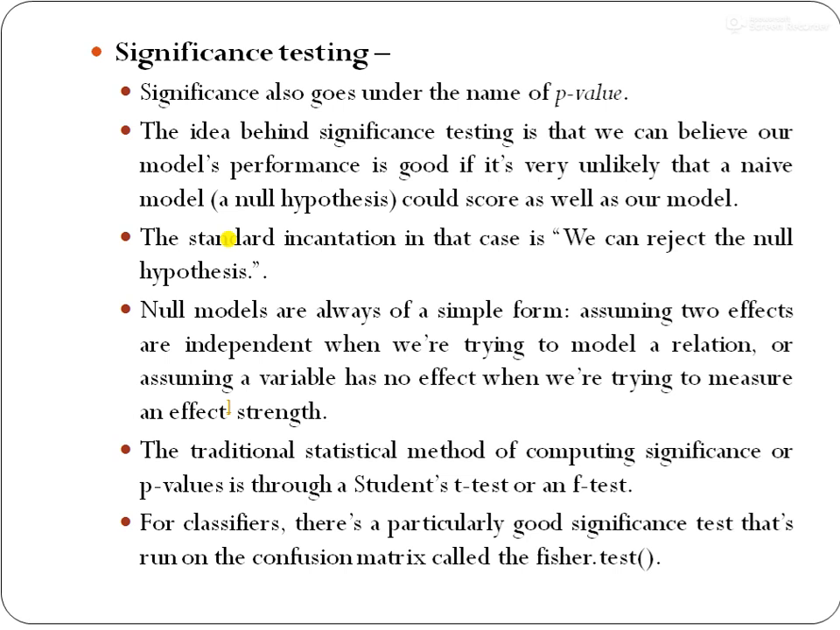The traditional statistical method of computing significance or p-value is student's t-test or an F-test. For classifiers, there is a particularly good significance test that is run on the confusion matrix, called the Fisher test. There is no need to go deep into student's t-test or F-test or any other statistical test. Just study the names of all these tests. That is, we have different types of statistical tests to evaluate the performance of a model based on a null hypothesis.